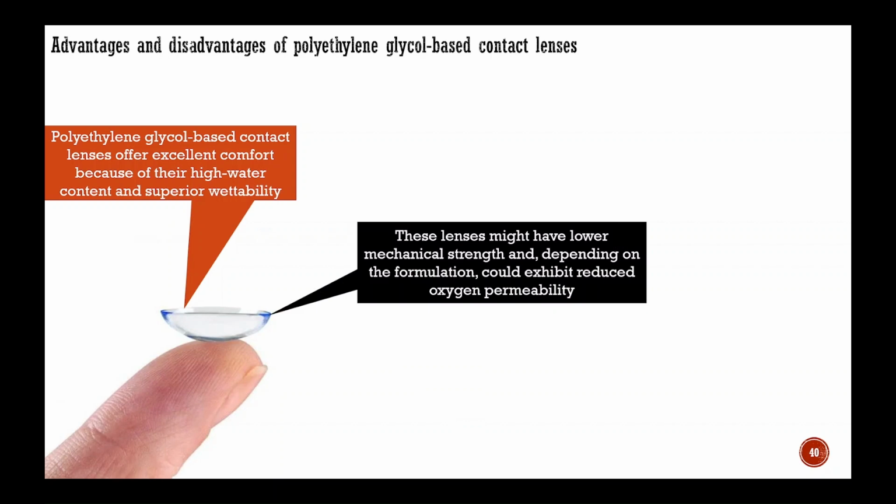On the downside, these lenses might have lower mechanical strength and, depending on the formulation, could exhibit reduced oxygen permeability compared to other advanced materials. This balance of properties makes polyethylene glycol-based lenses a promising option, especially when comfort is a priority, although challenges with durability and oxygen transmission must be addressed.